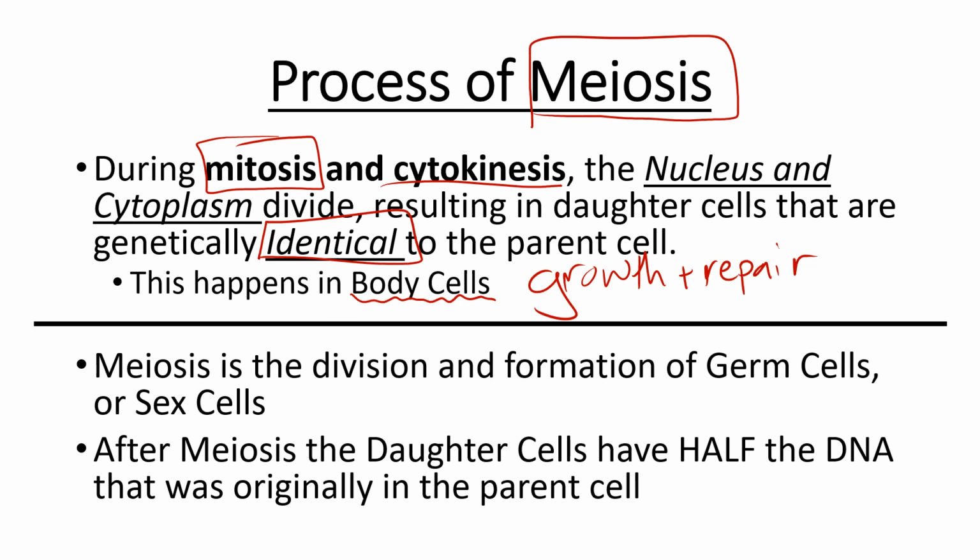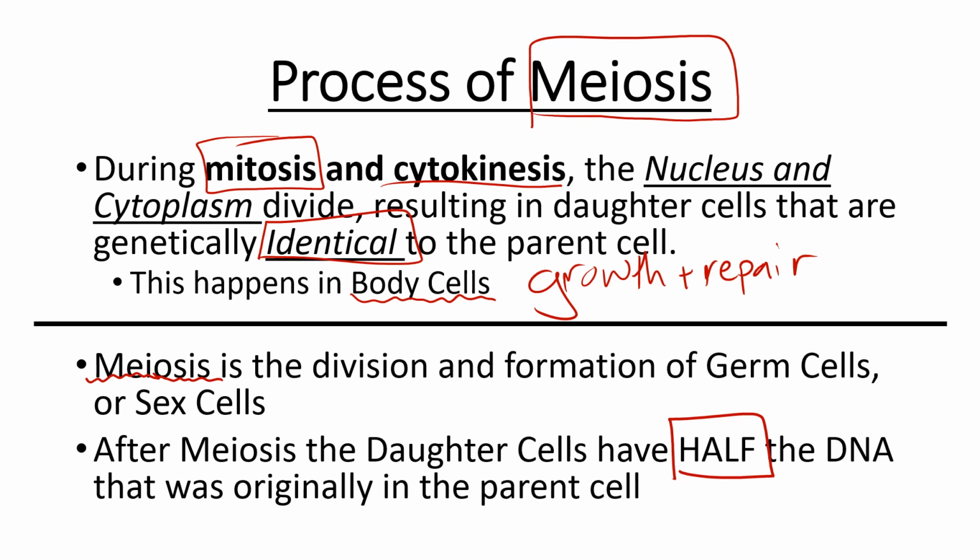Now, meanwhile, meiosis or meiosis, it can be called either one. I like saying meiosis because it reminds me that it makes me who I am. But this is the division and the formation of germ cells or sex cells. So during meiosis, the resulting cells only have half the DNA. Here, in mitosis, they had exactly the same DNA. But after meiosis, they only have half the DNA that was in the original cell.